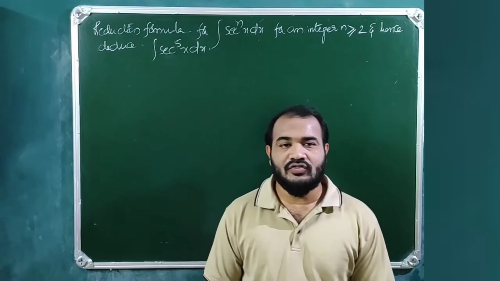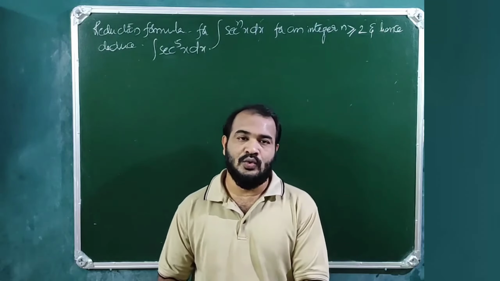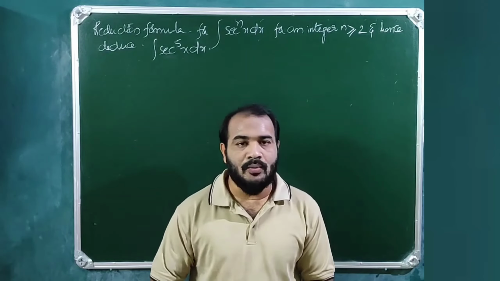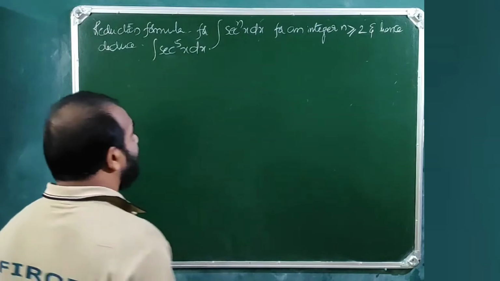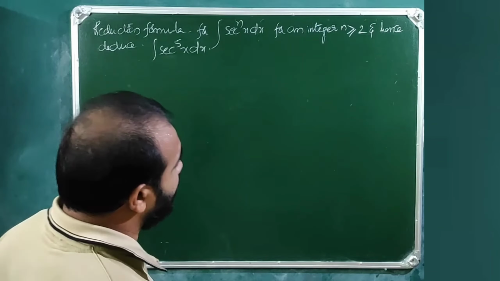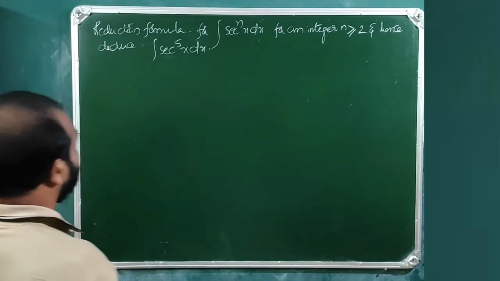Good morning, students. In the previous class we discussed the reduction formulae, and let us continue the problems based on the reduction formula in this video. So, reduction formula for integral secant power nx dx for an integer n greater than or equal to 2, and hence reduce integral secant power 5x dx.